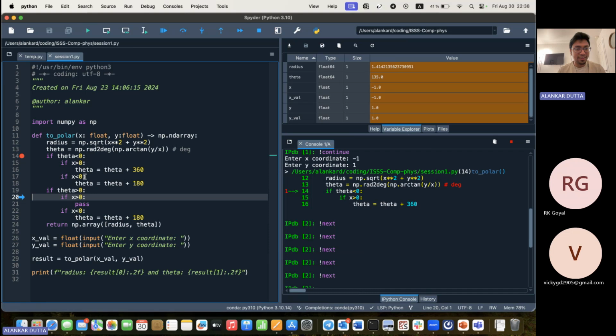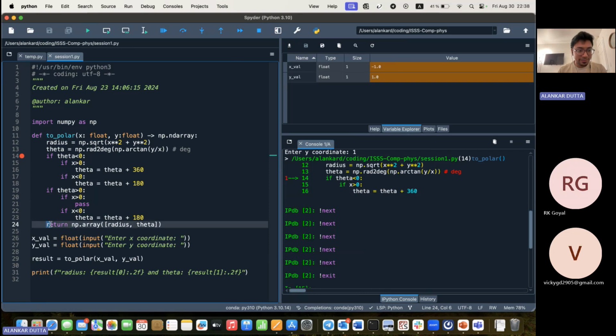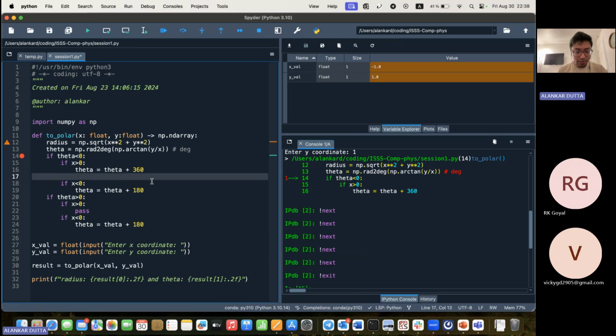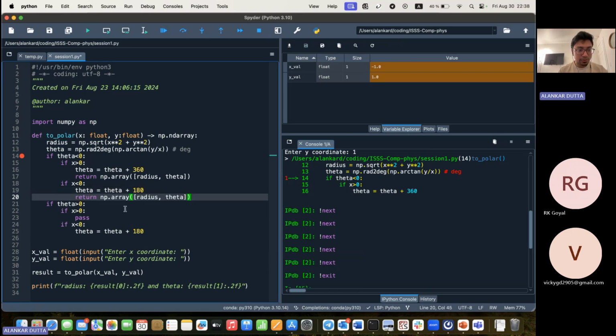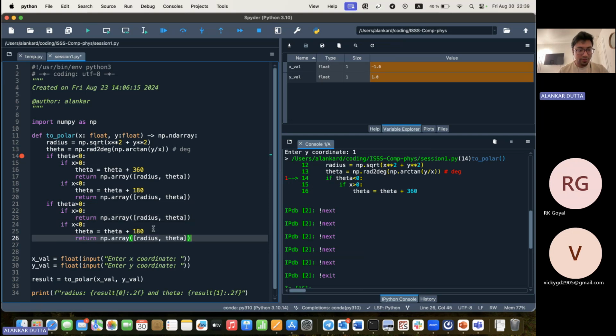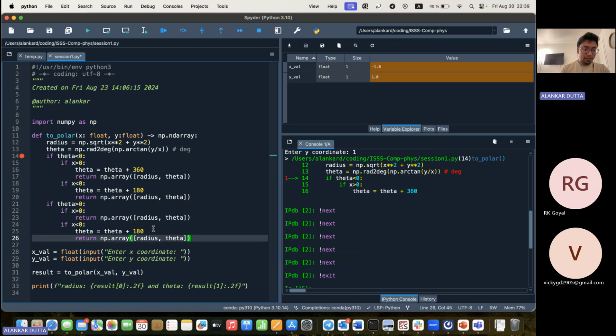Oh, got it. So I had to return this. This thing has to be returned every time. After this is done, this has to be returned, because otherwise it will again get changed. The problem was, once theta was changed, this check was again changing it. So as soon as I get the change done, I return, because it is completed.